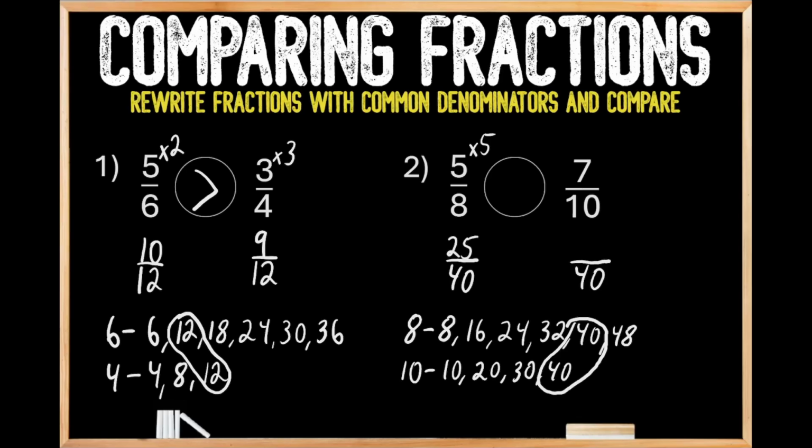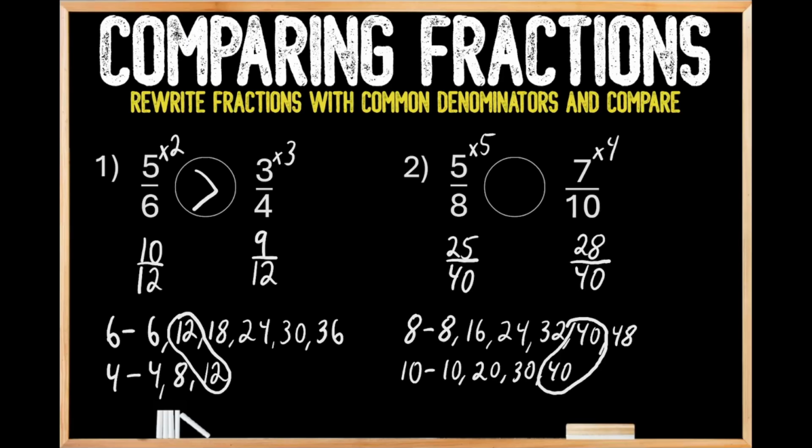Now for the second fraction, we had to multiply our denominator of 10 by 4 in order to get the common denominator of 40. So we're going to do the same thing to our numerator up top. And when we multiply 7 times 4, we get 28 for the equivalent fraction of 28/40.